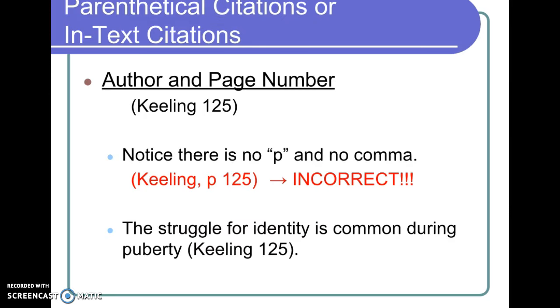Parenthetical citations are also known as in-text citations. Here's an example. Keeling 125 has got the author's last name and the page number, and there is no letter P for page, and there is no comma. It is just very simply written, the author's last name, page number, with parentheses around it, and the period, if you notice, is always after or at the end of that last parenthesis.